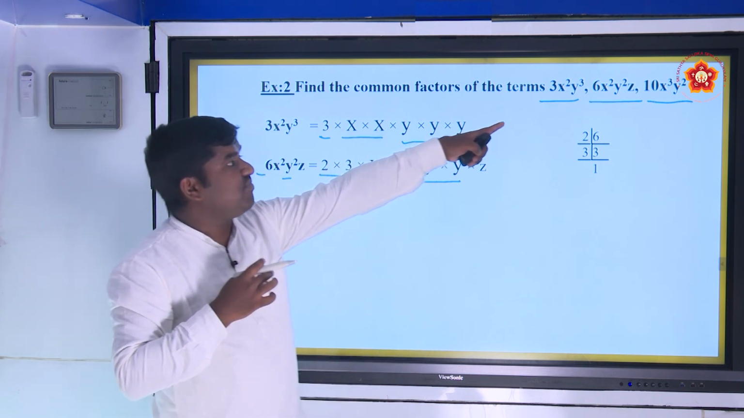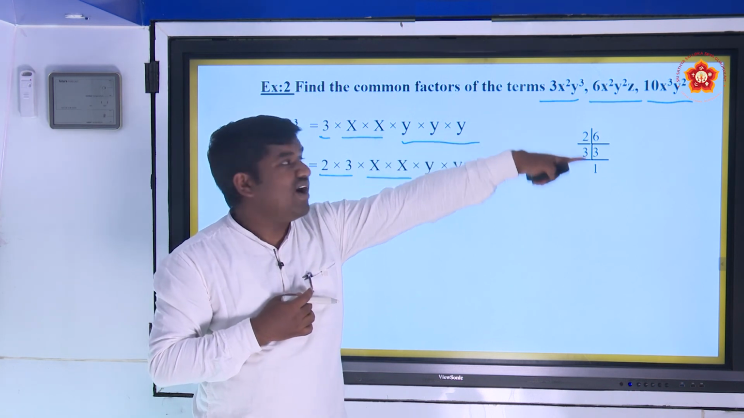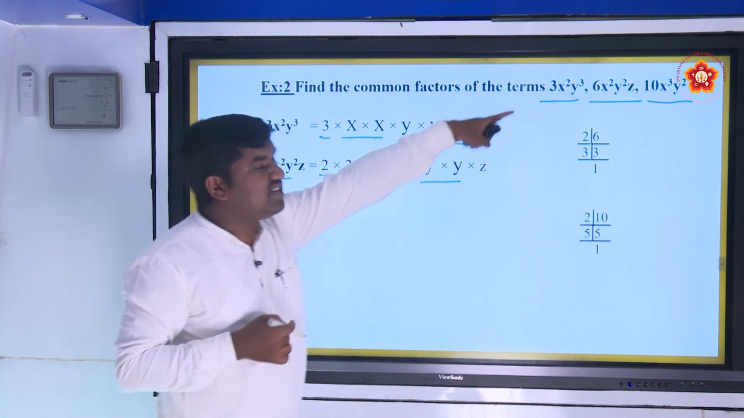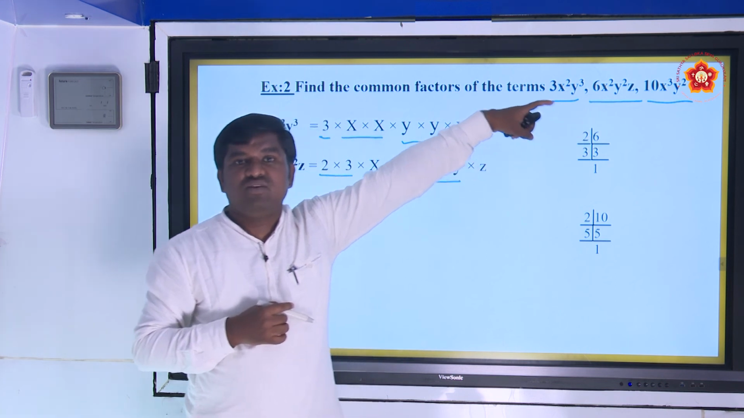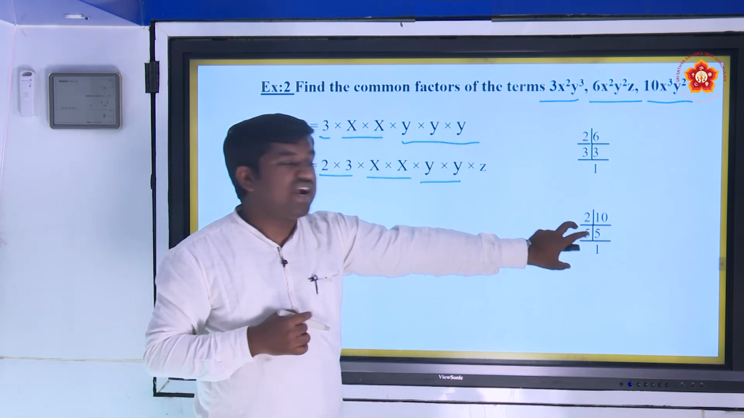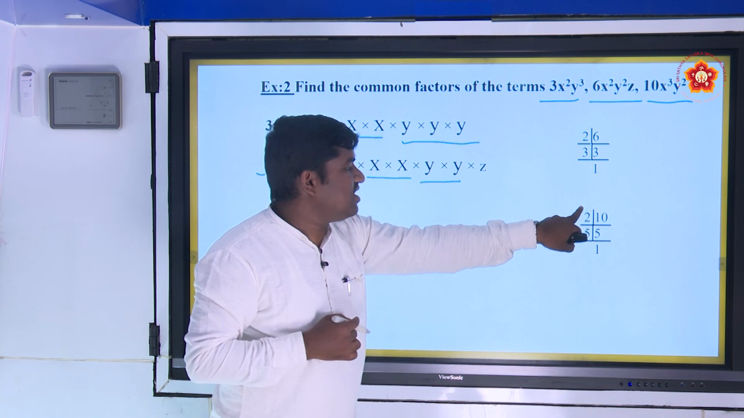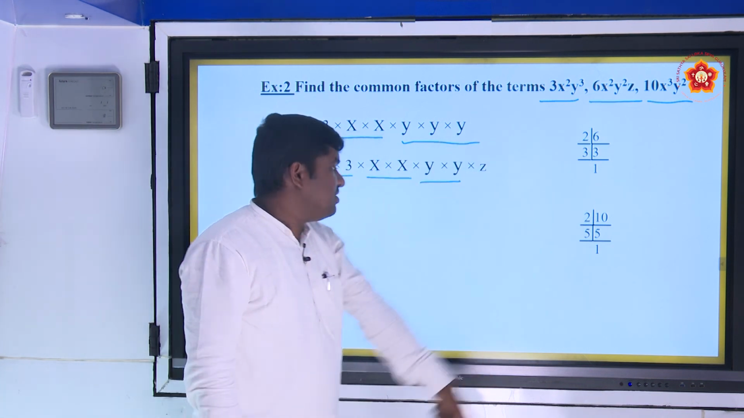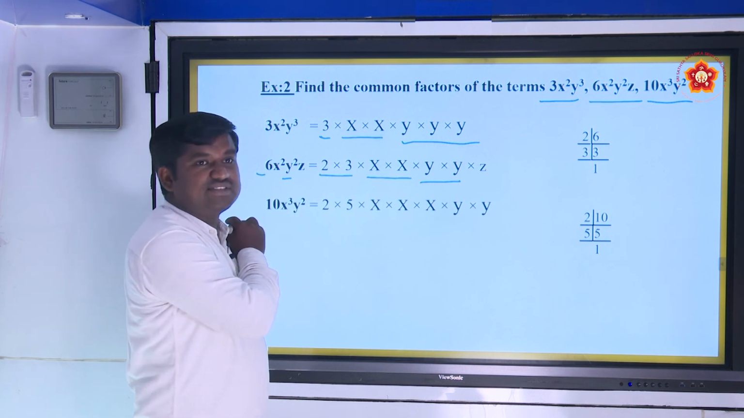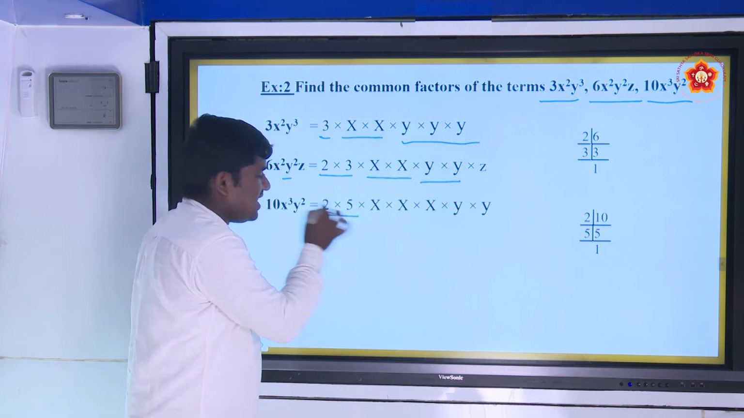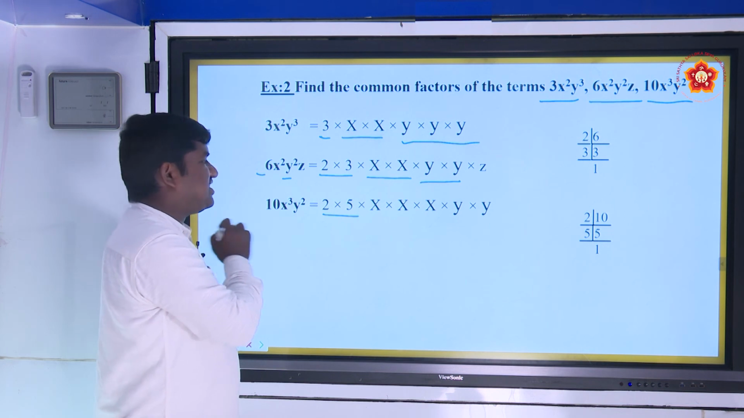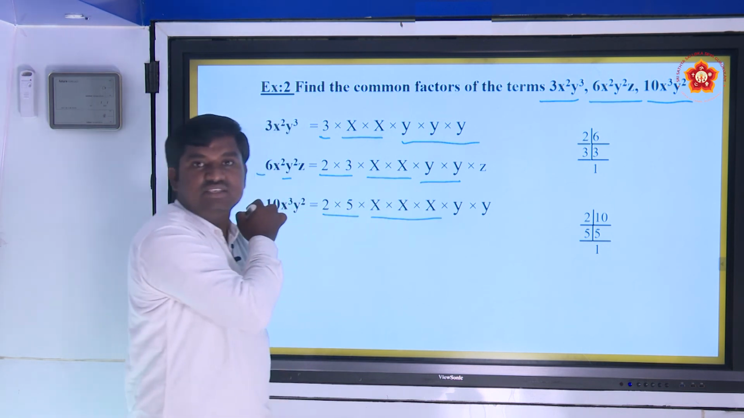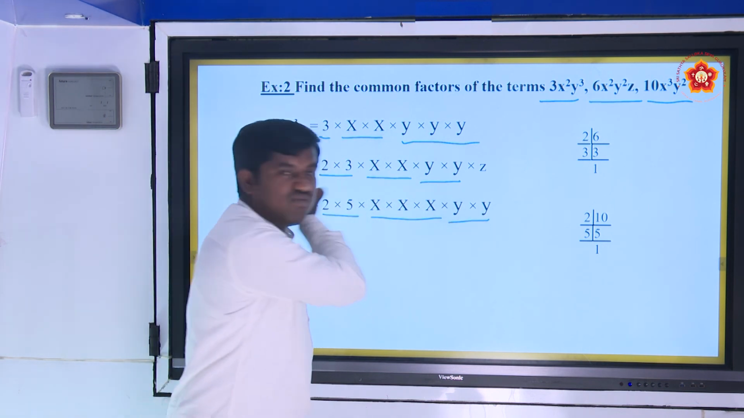Next, the last term, 10x cube y square. You know 10 is a composite number. We should express that in prime factors. So 2 fives are 10, 2 and 5 are the prime factors of 10. So 10x cube y square: 10 can be written like this, 2 into 5, x cube is x into x into x, y square is y into y.